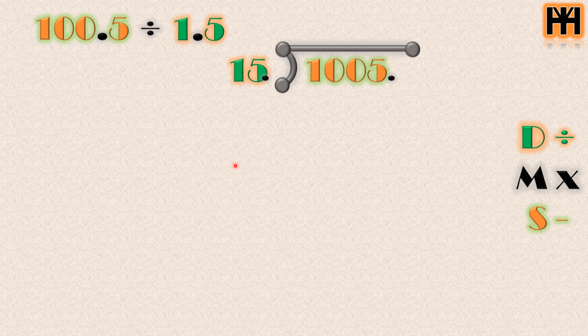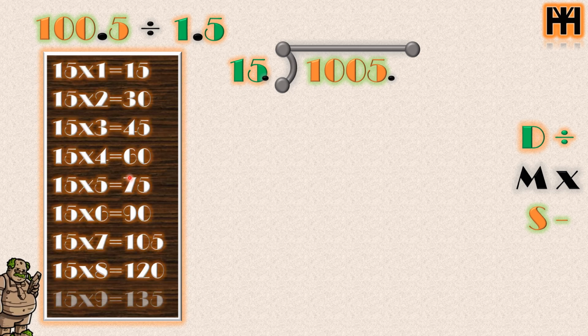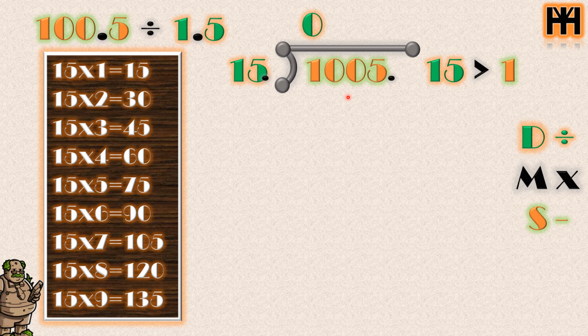Okay, and we'll repeat. But before we start, let's make a table of 15, from 15 times 1 to 15 times 9. Then here, 1 divided by 15 can't be because 15 is greater than 1, so we'll put 0 here. Then 10, let's try 10 divided by 15, can't be because 15 is greater than 10. Then we will place another 0 here. Okay, 100 divided by 15, let's see here. So it's 90, because 15 times 7 is 105, which is greater than 100, so we can't take it. So it's 15 times 6, it's 90.